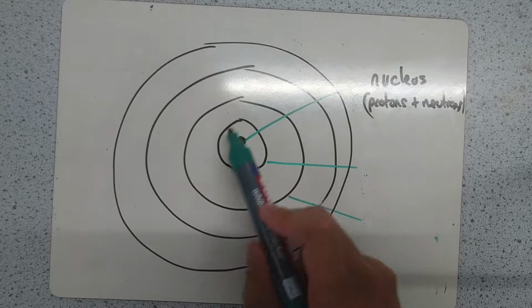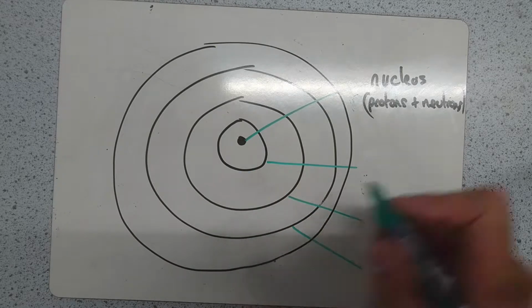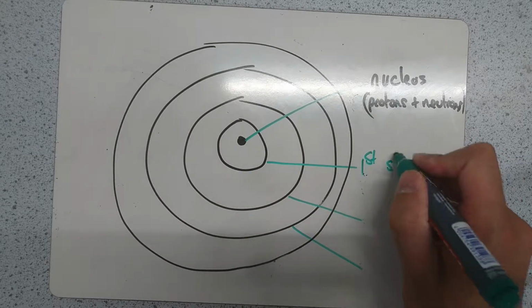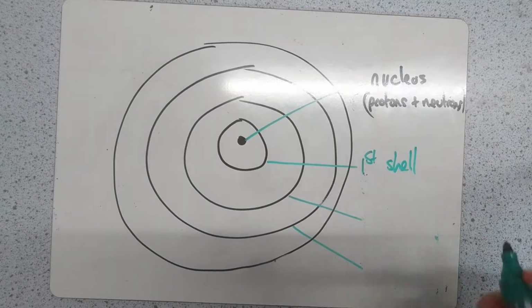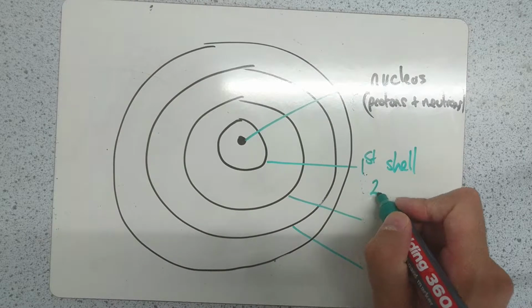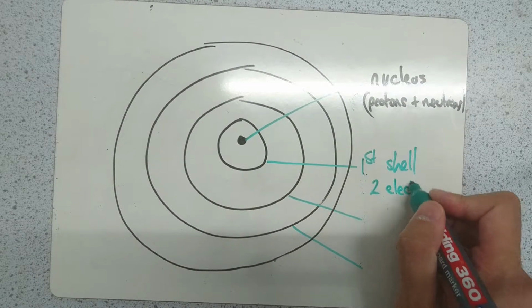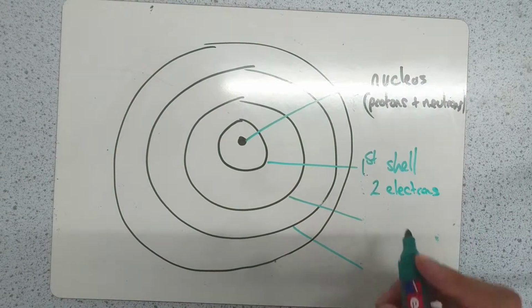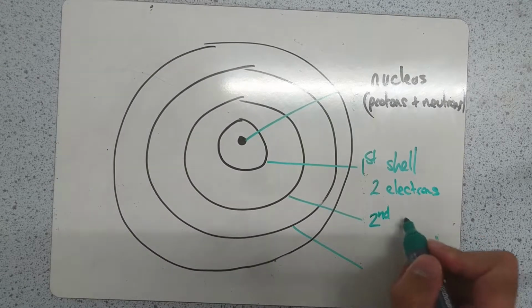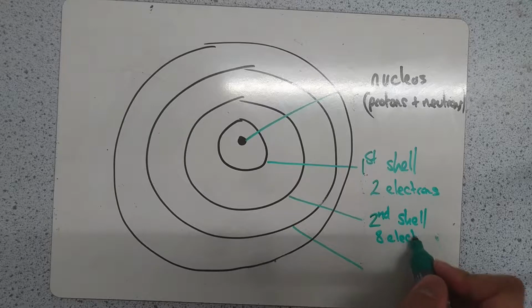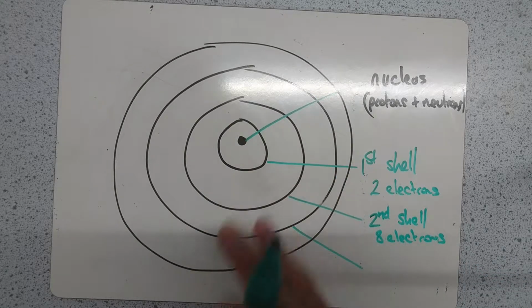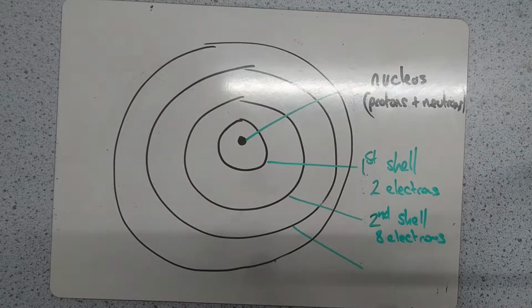In this first shell, the one very closest to the nucleus, you may see these referred to as letters, but we're not going to go into that. The first shell can hold 2 electrons. In the second shell, the next one along, this can hold 8 electrons. So as they get further away, they can hold more and more.